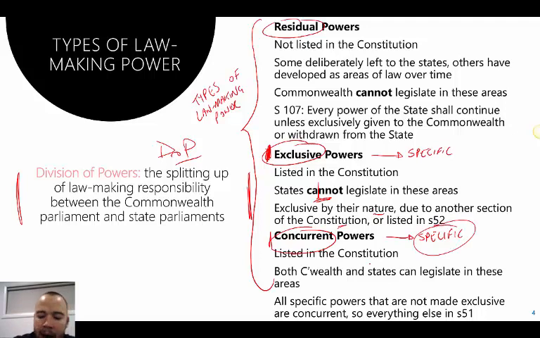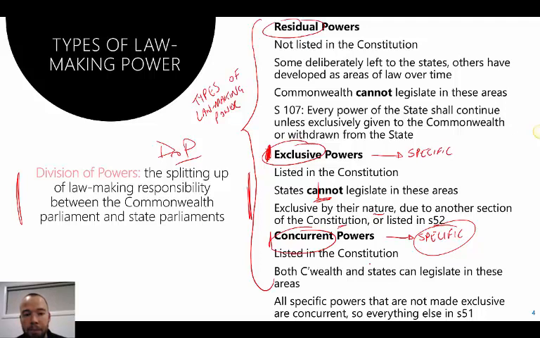The other type of specific powers are called concurrent powers, concurrent obviously meaning at the same time. That's literally the meaning of the word. These are things that are in the Constitution but aren't exclusive. That means that the states and the Commonwealth can both make laws in this area.